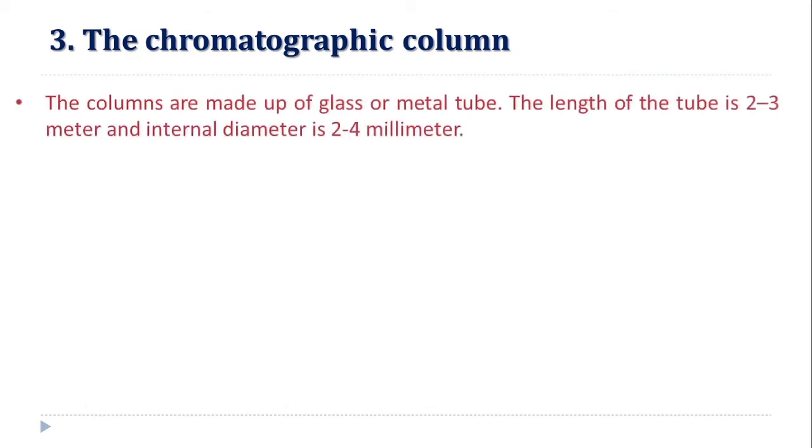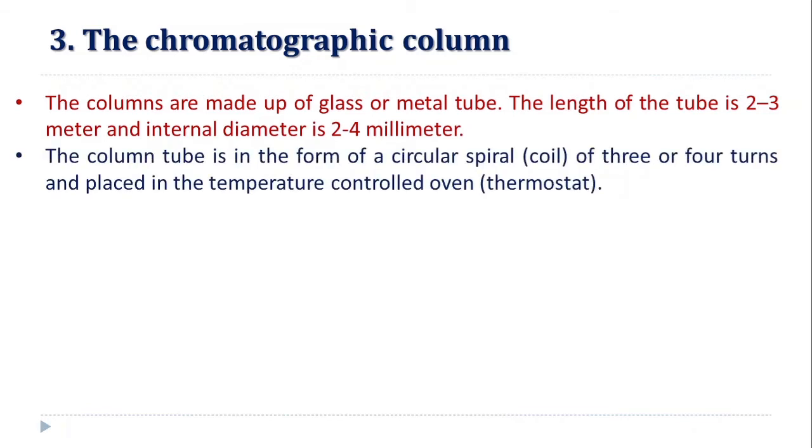Now we'll see the chromatographic column. The columns are made of glass or metal tube. The length of the tube is around 2 to 3 meters and the internal diameter of the column is 2 to 4 millimeters. So this is a long column. The diameter is very small while the length is very long for efficient separation. The column tube is in the form of a circular coil, as the length is very high.